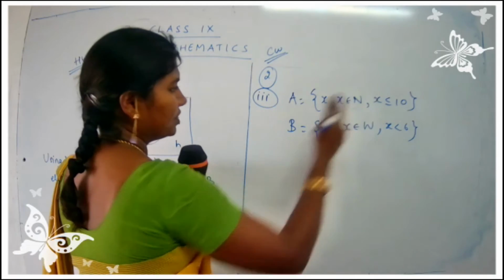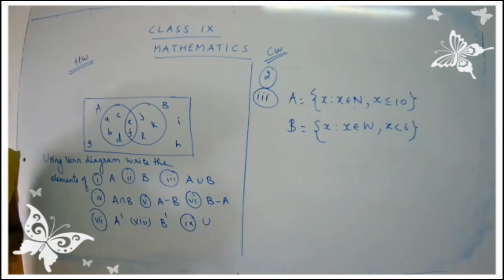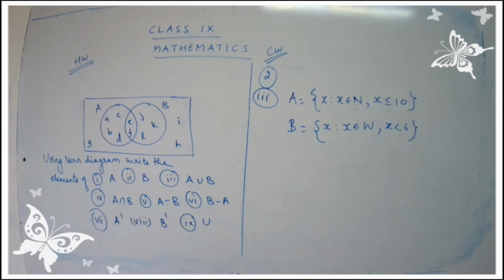So write down the question. A is equal to x such that x belonging to N, x is less than or equal to 10, and B is equal to x such that x belonging to W, x less than 6. So these are the two conditions given to you. So let's write down the set first. We have to know the members. Yes, children.